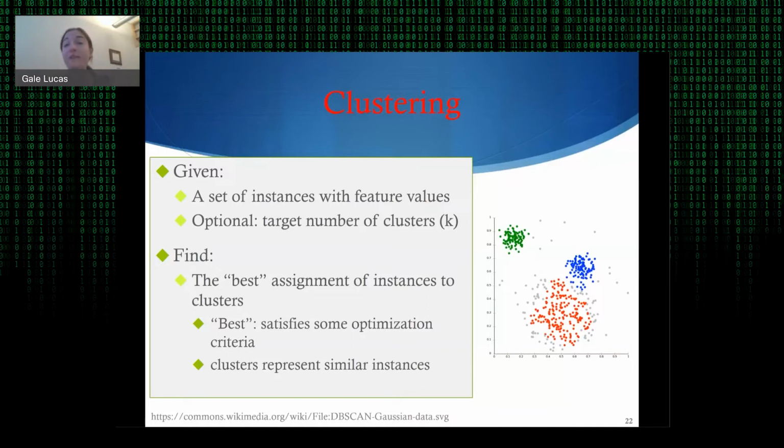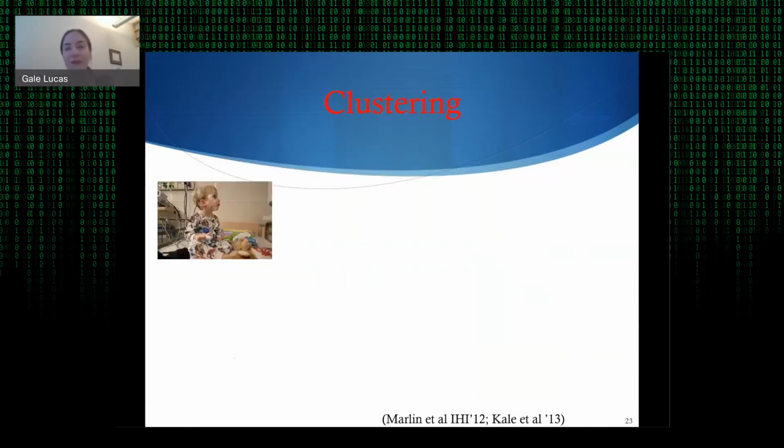So it'll find the best way of organizing the data into groups by some optimization criteria. Just like classification, there's lots of them. I could list them off for you, but there's no need. It's just an illustration that there's lots of different algorithms for mathematically defining what the best way of identifying these clusters is. And ultimately, the clusters just represent similar instances. They're groupings of data. And I'll give you an example of this.